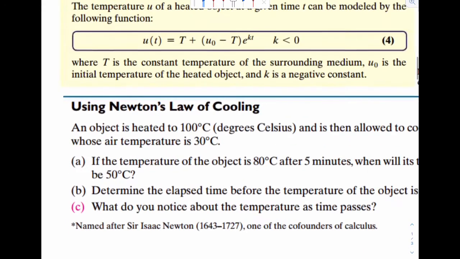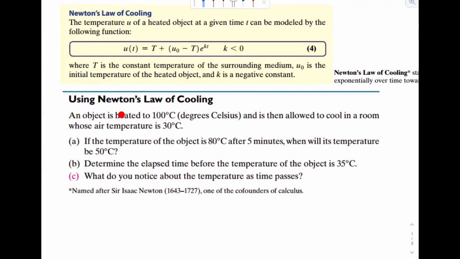So let's first look at the question. An object is heated to 100 degrees Celsius and is then allowed to cool in a room whose air temp is 30 degrees. A. If the temp of the object is 80 degrees after 5 minutes, when will its temperature be 50? So essentially the law is talking about you have some object and it's hot, and then you put it in a room that's cool. What happens to that temperature?